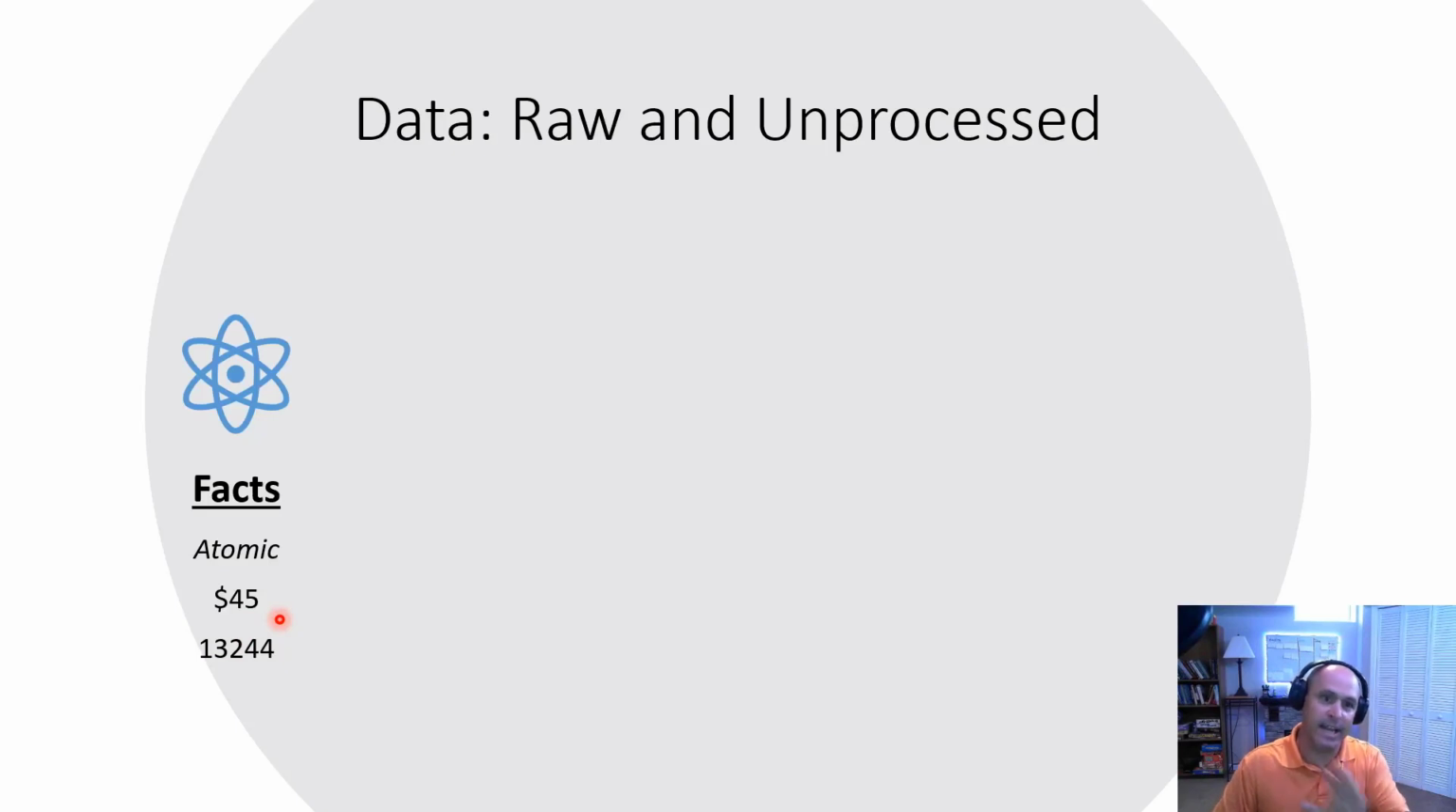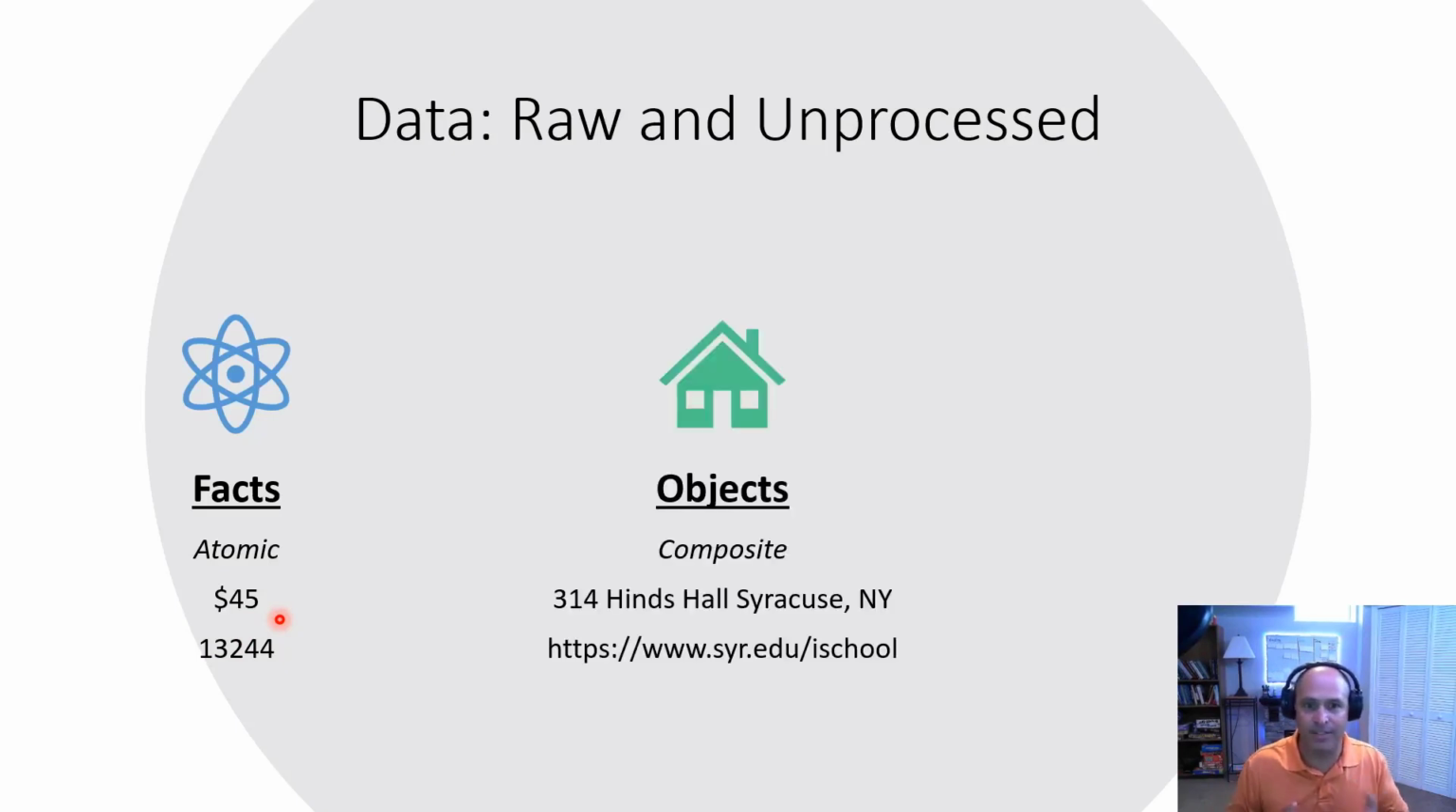There are also data as objects, and objects are composite. They consist of multiple atomic units. For instance, my address is 314 Heinz Hall, Syracuse, New York. 314 is my office number. New York is the state. So those are two atomic pieces inside that composite data object. Another composite data object might be a URL. You have the protocol, and then the host, and then the resource.